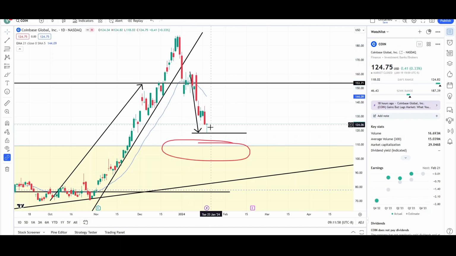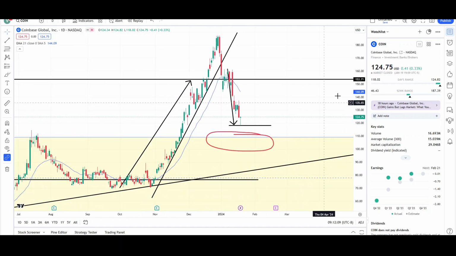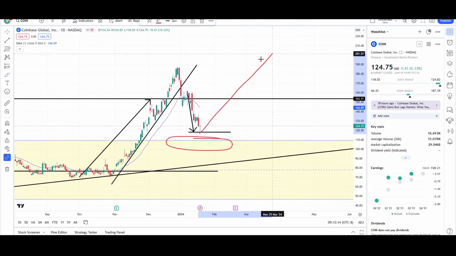And where was the second leg's target? I had it on the last video at the 118 and 119. And look where price stopped on Friday, right here at the bottom of the measure move target. So again, target was met. So does that mean it's an automatic bullish rally off of this level?